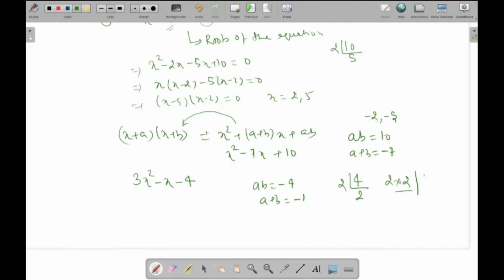So what has gone wrong here is, see, one second, there is something which I have to correct here.